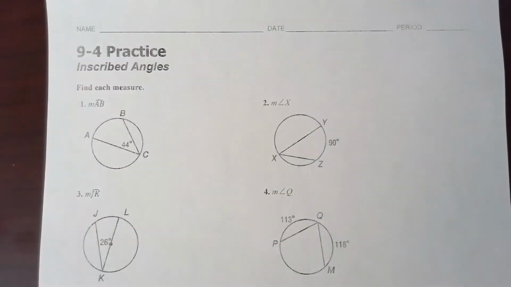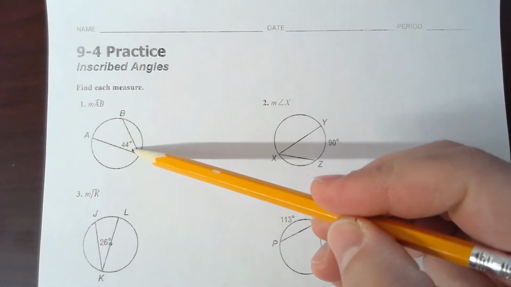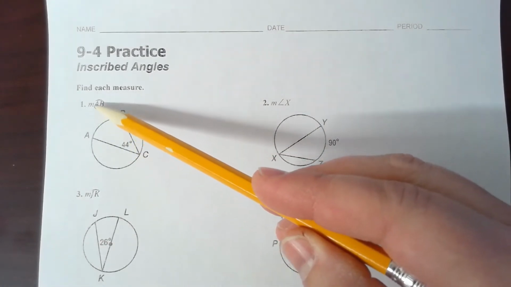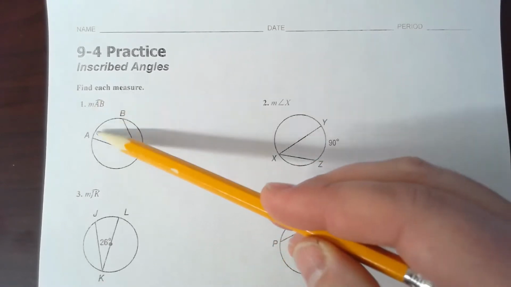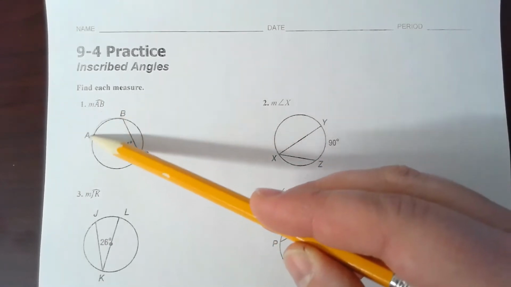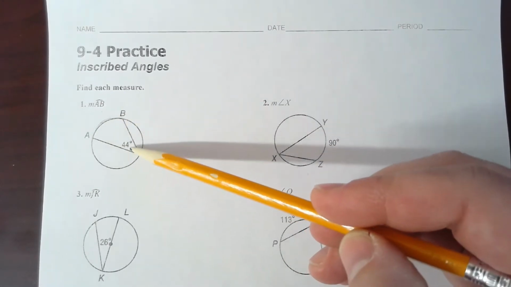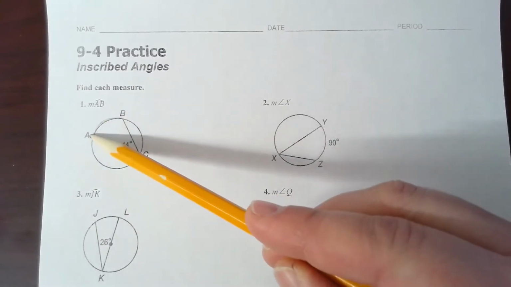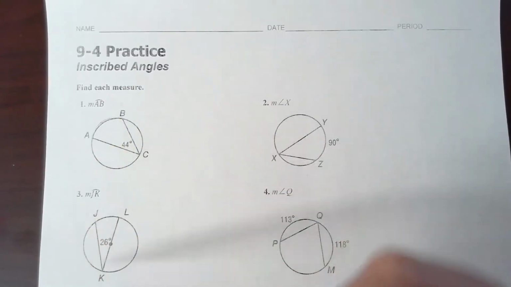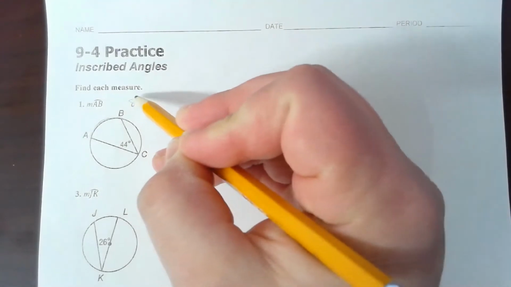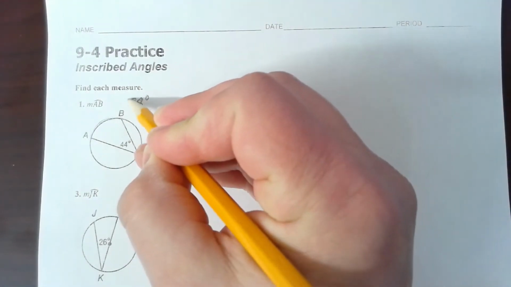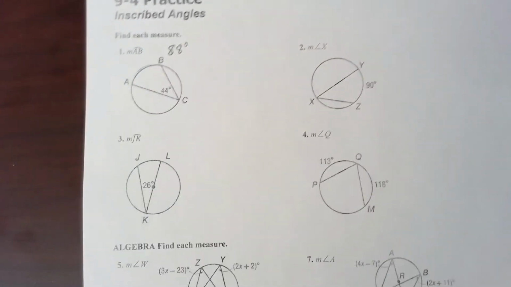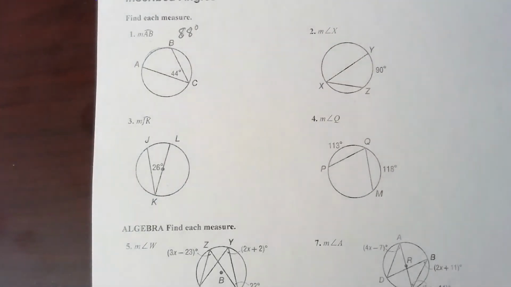So for number 1, they tell us that the inscribed angle is 44 degrees, and they're asking for the measurement of arc AB. Remember that sign up here, A to B, that is this measurement right here in degrees. Because this is an inscribed angle, this arc measure is going to be twice as big as that 44. So arc AB is going to end up being 88 degrees. Okay, so not a lot of work shown right there. Moving on to number 3.